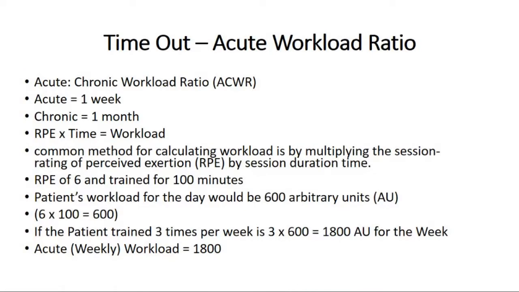Here's where things get a little bit complicated. What we want to do is work out how much training our patient has been doing over a week, and compare that to how much they do over the month. This is called the acute to chronic workload ratio. The way we work out a workload is your rate of perceived exertion.